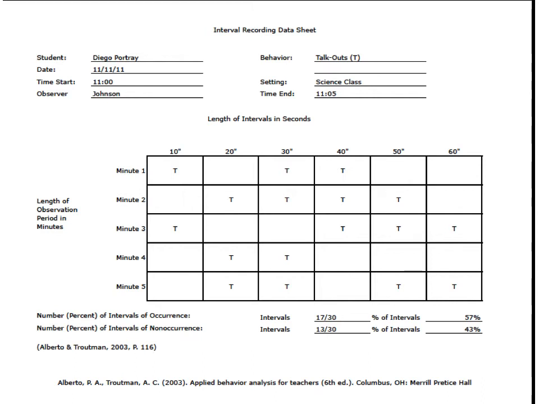So you will see how many occurrences you see across intervals. So you see 11 occurrences over 30 intervals total. So the percentage of occurrence of this talking out behavior was 57%. So you will mark like that.